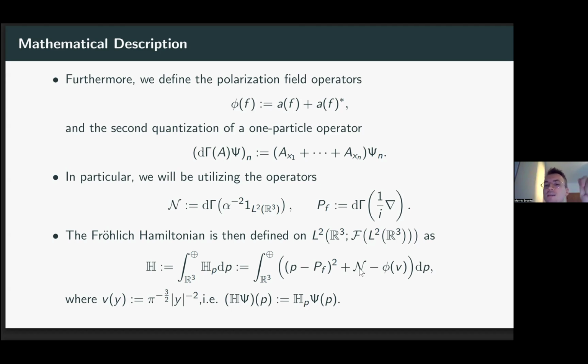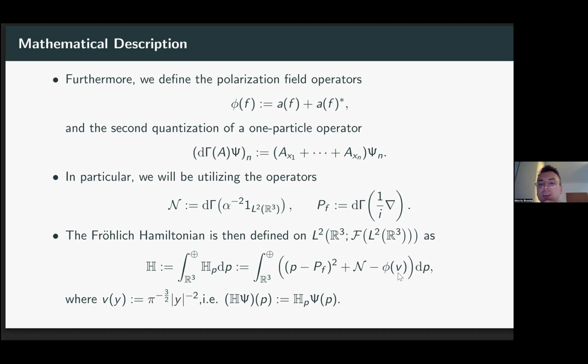The second operator is the particle number operator. And in the Fröhlich model, this represents the internal energy of the polarization field. Okay, so first term is kinetic energy of the electron. Second term is just the internal energy of the polarization field. The only thing that is missing to have something non-trivial is an interaction between the two subsystems. And the interaction is given by this polarization field evaluated at the function v.